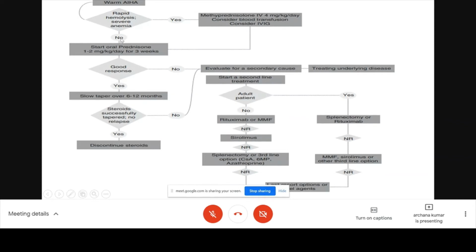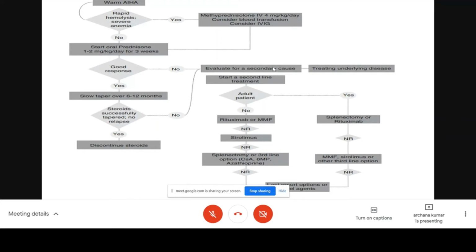If it is not so, we can just start with oral prednisolone. If there's a good response, then just slowly taper over 6 to 12 months and discontinue after that. If there's only a partial response, you must evaluate for a secondary cause, and especially when there is no response or a relapse after trying to taper steroids, you must evaluate for a secondary cause. And if you find a secondary cause, treat the underlying disease.